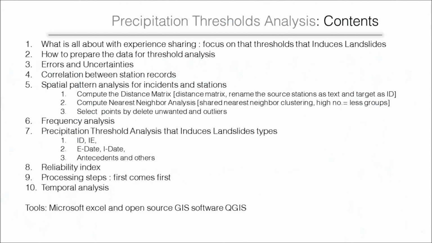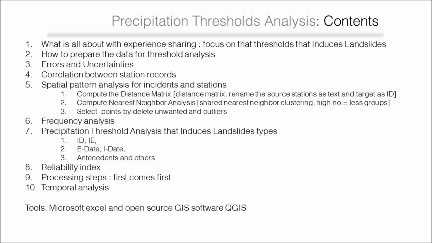Let's begin. Along the course, we will go through a few points. First, the experience that I would like to share with you, and we'll focus mainly on the threshold that induces landslides. Second, we will talk about how to prepare the data when you receive it from the agencies, what you need to do about it, how to fix the errors if there is an error, how to find the errors. How do you know if there is some kind of uncertainty or misleading points, or points that were digitized or recorded where there were no rainfall storms?